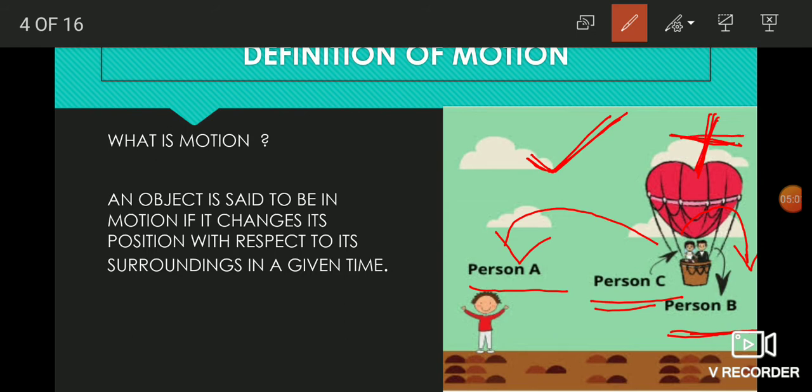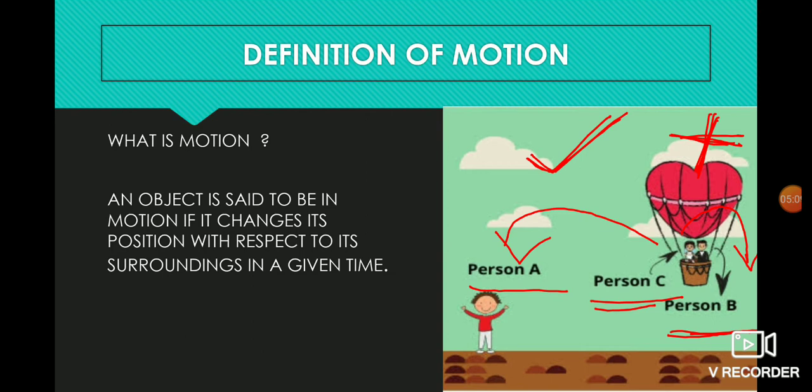I am not moving. So let us define what is motion. An object is said to be in motion if it changes its position with respect to its surroundings in a given time.